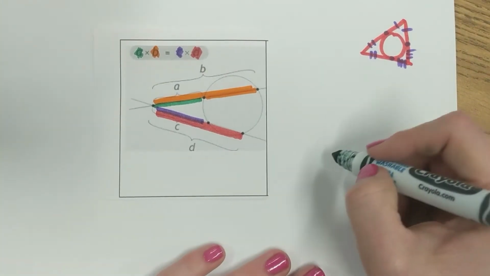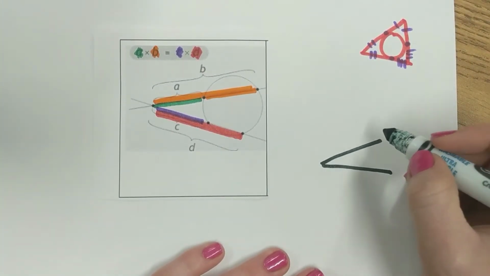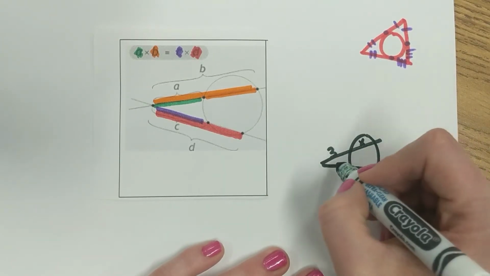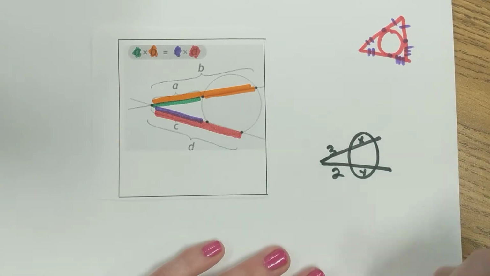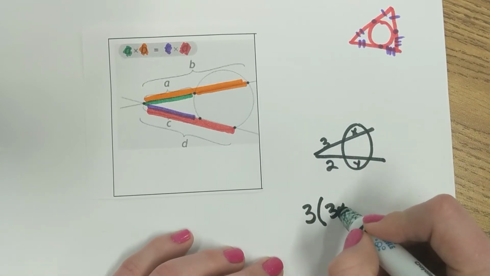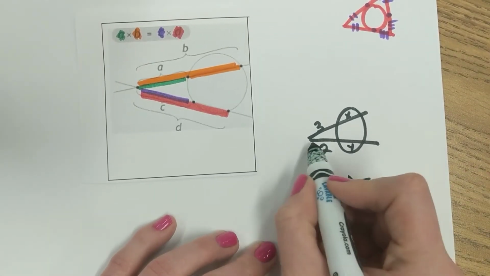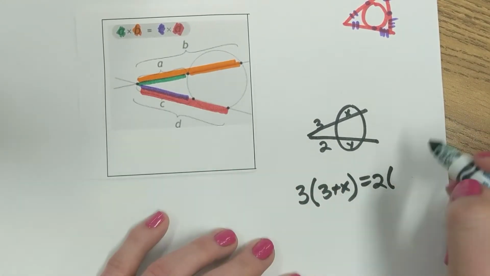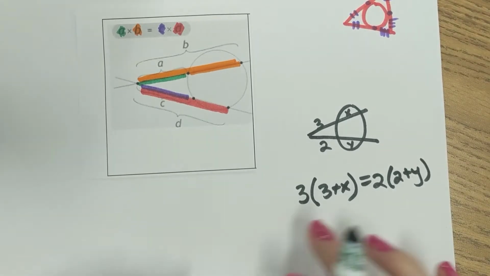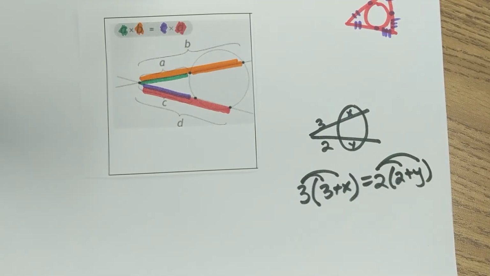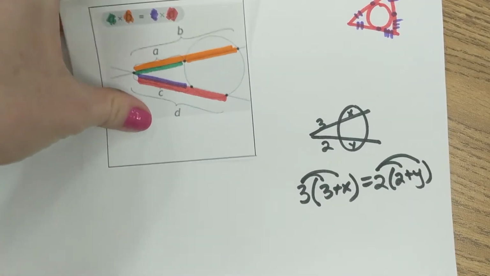A good example would be if they tell you that this is 3 and this is X and this is 2 and this is Y. We would say 3 times the whole thing, 3 plus X, equals 2, the outer part, that's this purple part, times the whole thing, the whole red part, which would be 2 plus Y. So you have to put it like that, and then you'd have to distribute this. Of course you couldn't solve this because I have 2 different variables, but if you had all X's, you could put it together.